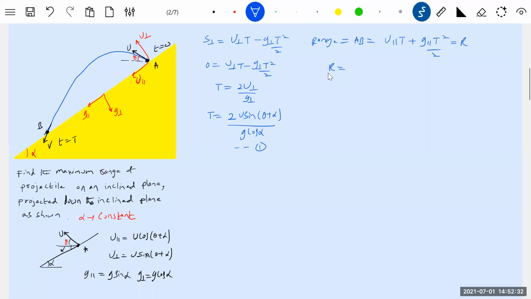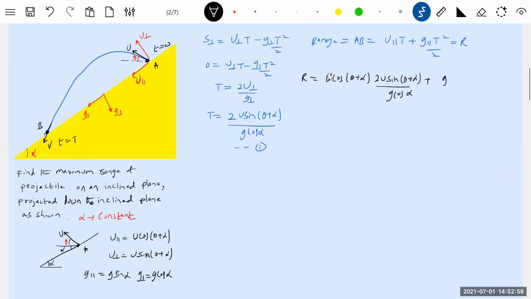If you make some good observation of mass, you need not solve. So the time of flight will again be a very lengthy equation, but compared with the previous one it is a little bit easier. U parallel will be U cos(theta plus alpha), and the time of flight is 2U sin(theta plus alpha) by G cos alpha.